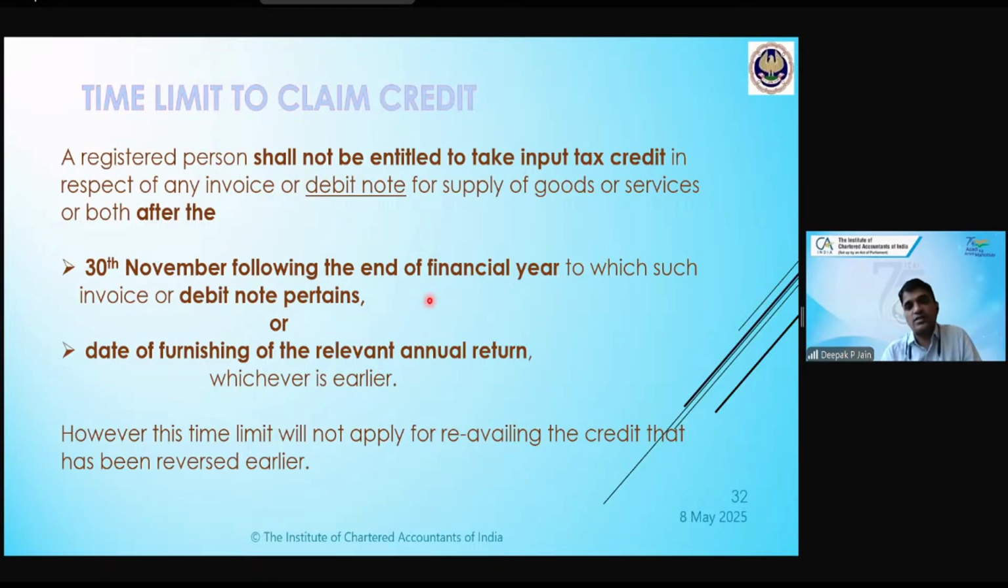The end of the financial year for the January 2025 invoice is what? March. And 30th November following the end of the financial year is 30th November 2025. So you can claim the credit only up till 30th November 2025. Got it? Because the financial year is 24-25, 30th November 25 is the last date of the credit, correct? 30th November 25 for all invoices dated 24-25. Perfect.